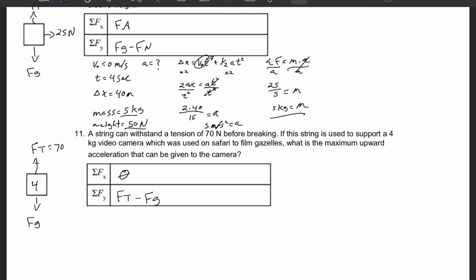We want to determine what the acceleration is. We know the net force is equal to mass times acceleration. Force of tension is 70 from the problem. Force of gravity is 40 because mass times 10. So we can say the net force, force of tension minus force of gravity, is equal to mass times acceleration. Divide both sides by m, that solves for acceleration. 70 minus 40 over 4 is the acceleration. So 30 divided by 4 should be 7.5. 7.5 meters per second squared is the acceleration. And that was the only question that was asked here.